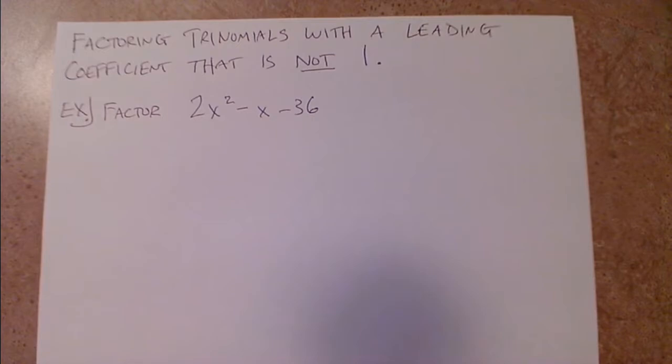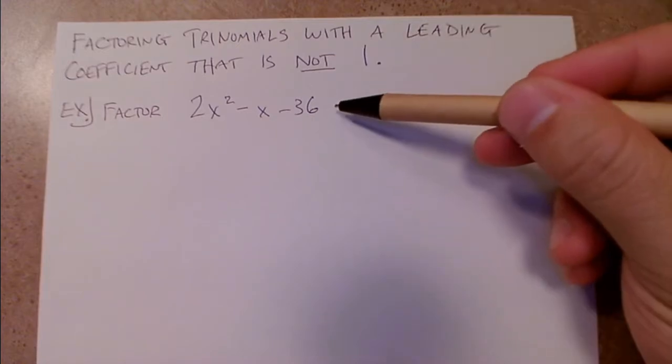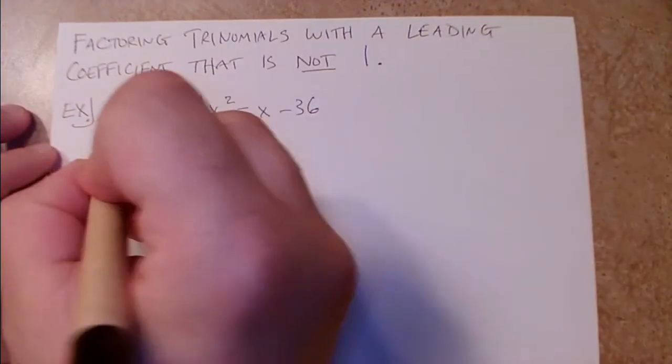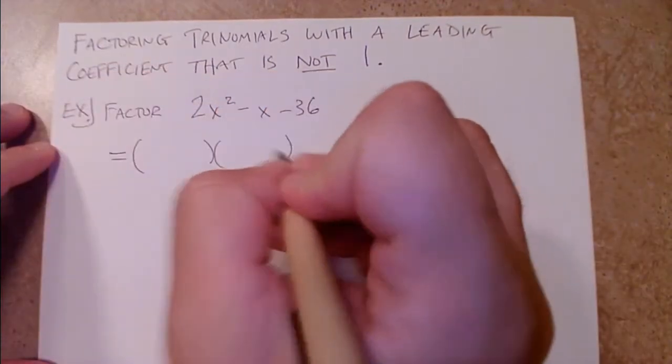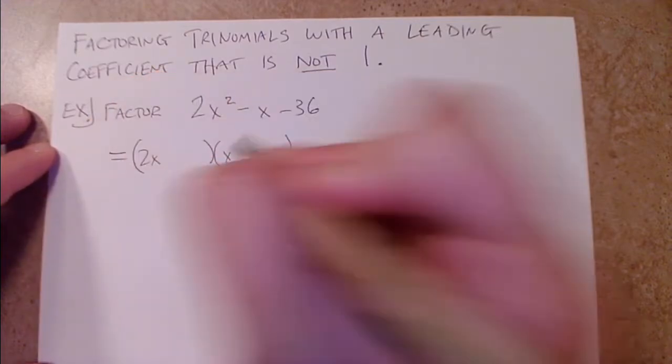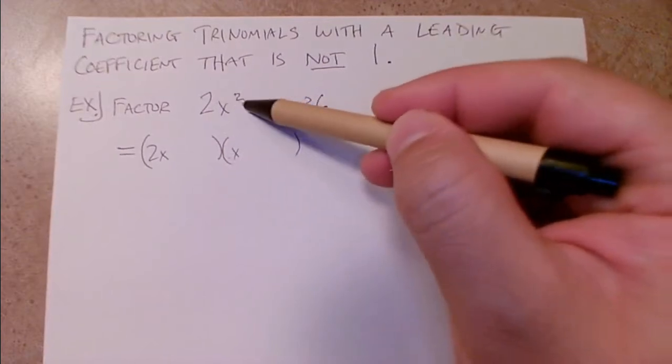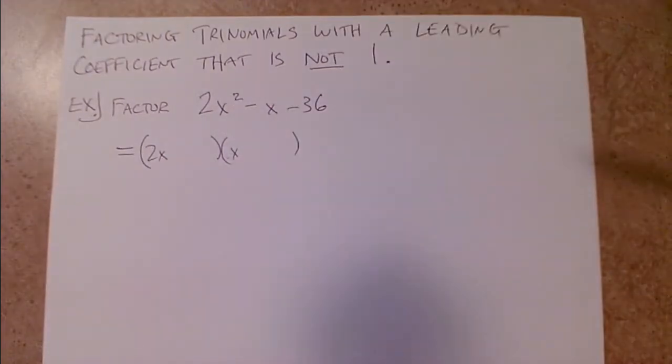I'm going to start off by showing you how to factor this with the method that I'm going to use throughout this entire video. We know that the answer, whatever it looks like, is going to have a 2x right there and an x right there, because that's the only way I can multiply the F in FOIL to get a 2x squared. The problems that I do after this may not be as straightforward. But here's the problem.